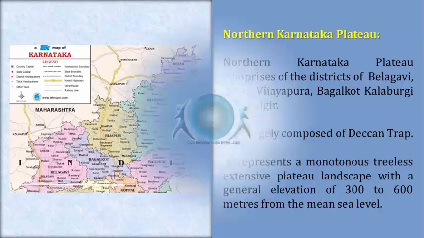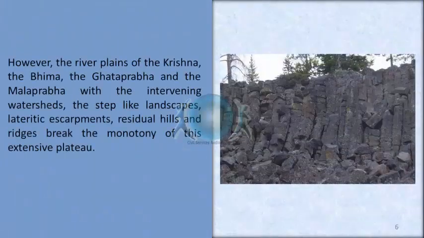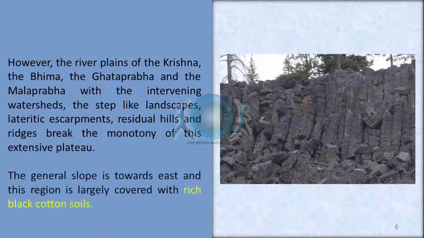However, the river plains of the Krishna, the Bhima, the Ghataprabha and the Malaprabha with the intervening watersheds, the steppe-like landscapes, lateritic escarpments, residual hills and ridges break the monotony of this extensive plateau. The general slope is towards the east, and this region is largely covered with rich black cotton soils.